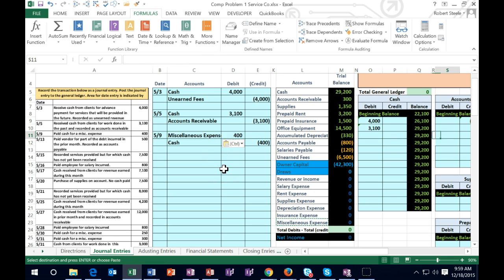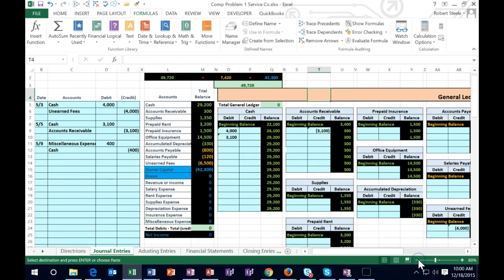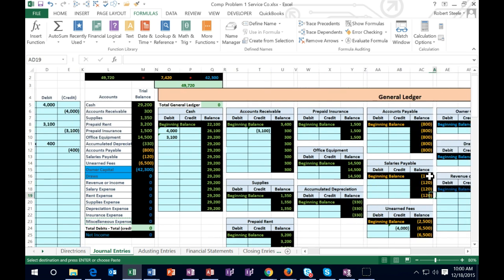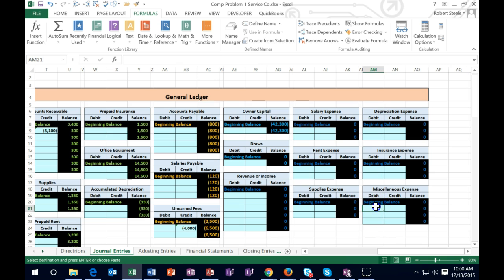So we're going to post this to the general ledger. This is called posting the general journal to the general ledger. And we're looking for miscellaneous expense. That's going to be way over here. So I'm going to make this a little bit smaller like so. And we're going to go way over to the end. Miscellaneous expenses way on the end. And it's down here. It's going to be in the debit.